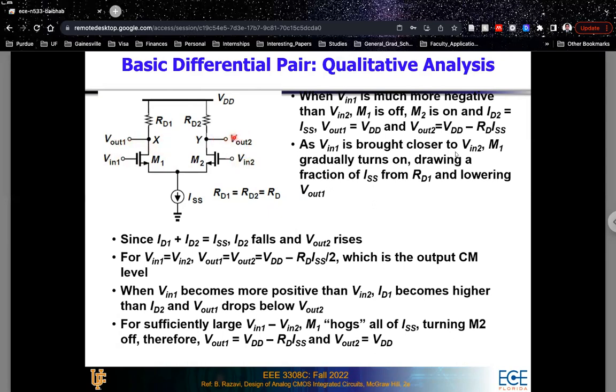To make Vout1 and Vout2 equal, you have to change one of the input voltages, keeping the other one the same. So you might see that Vin1 minus Vin2 could be equal to maybe 10 millivolt or 15 millivolt to make Vout1 equal to Vout2 in a DC sense.